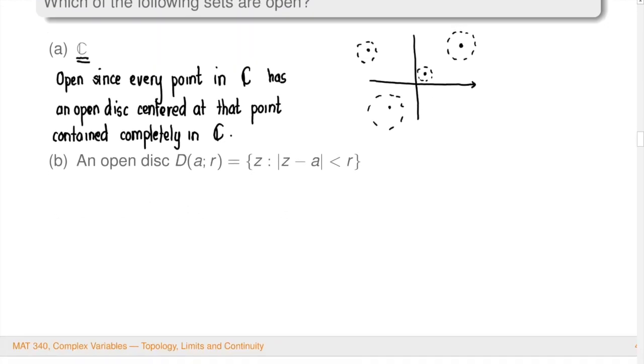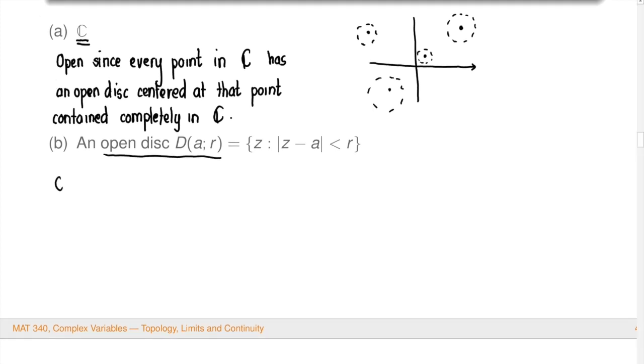Now let's look at the open disk D(A, r) and see if it's an open set or not. We called it an open disk, so we would hope that it is an open set. I am going to claim this is open, and we will save this for discussion in class. This will be one of the things I want you to look at. See if you can show that this is open, and we'll talk about this in class.